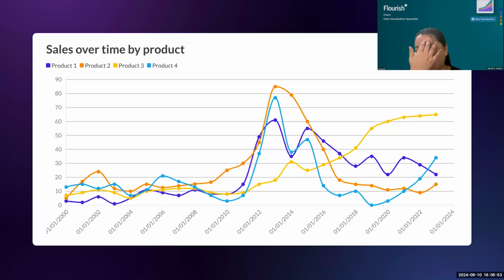Let us know in the chat what are your insights. What are the insights you get from this chart shown here?